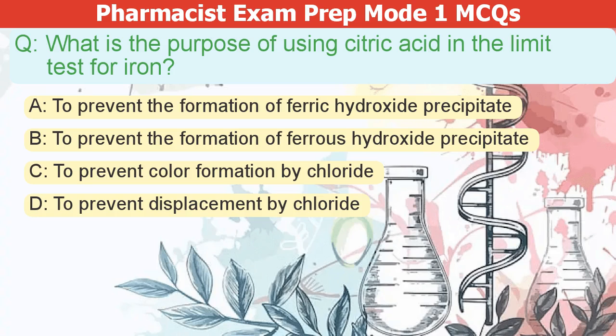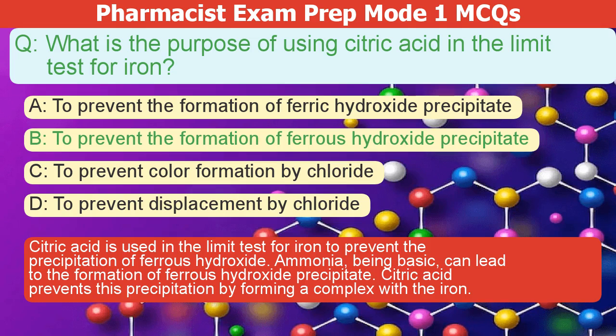What is the purpose of using citric acid in the limit test for iron? A. To prevent the formation of ferric hydroxide precipitate. B. To prevent the formation of ferrous hydroxide precipitate. C. To prevent color formation by chloride. D. To prevent displacement by chloride. The correct answer is B. Citric acid is used in the limit test for iron to prevent the precipitation of ferrous hydroxide. Ammonia, being basic, can lead to the formation of ferrous hydroxide precipitate. Citric acid prevents this precipitation by forming a complex with the iron.